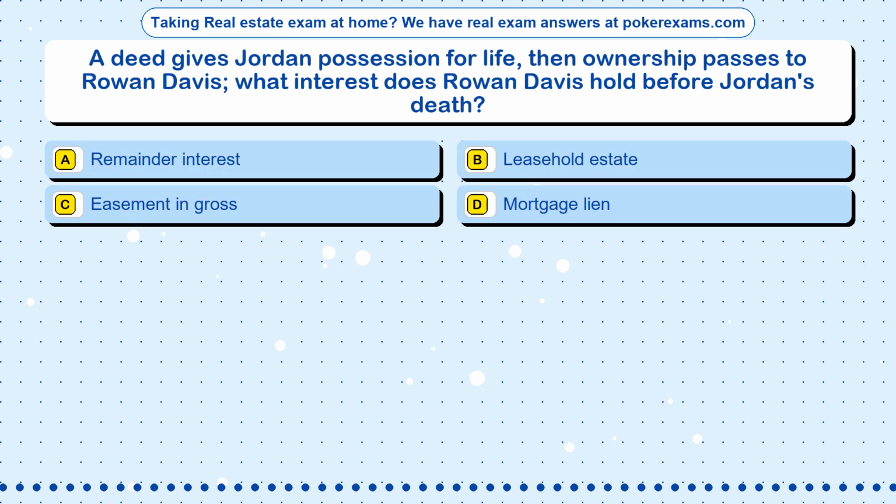Question 37. A deed gives Jordan possession for life, then ownership passes to Rowan Davis. What interest does Rowan Davis hold before Jordan's death? Option A. Remainder interest. Option B. Leasehold estate. Option C. Easement in gross. Option D. Mortgage lien.